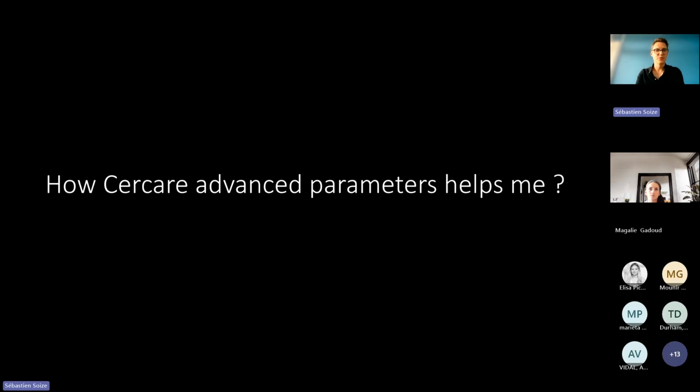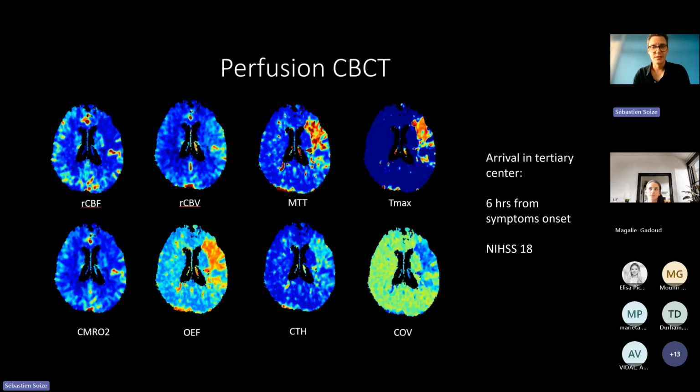So actually, I'm just going to talk a little bit about how CERCare parameters can help you. As you see, this is the same case we saw a few minutes ago. With this, now we are going to talk about the advanced maps.